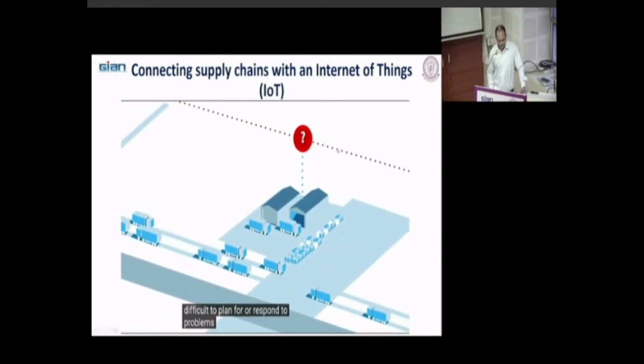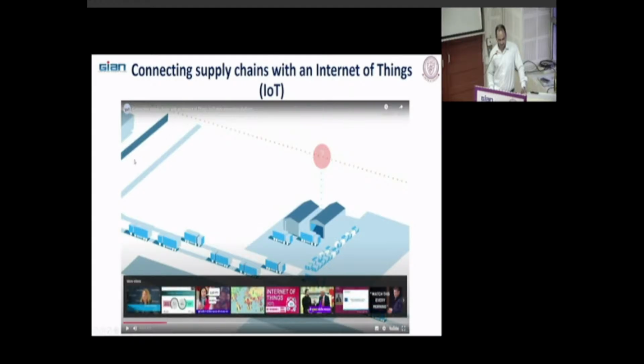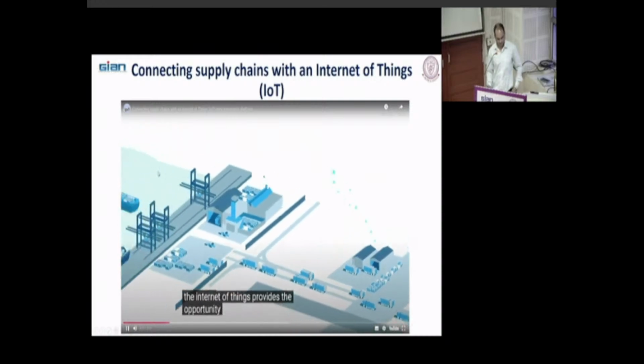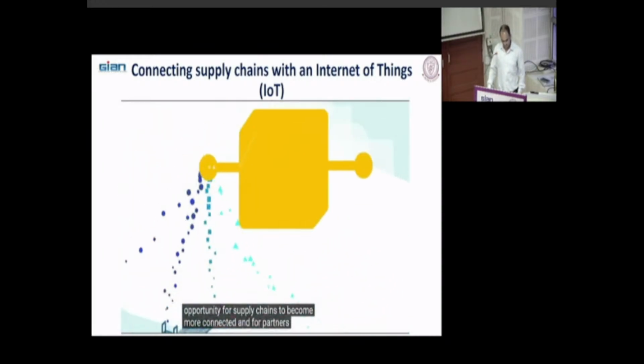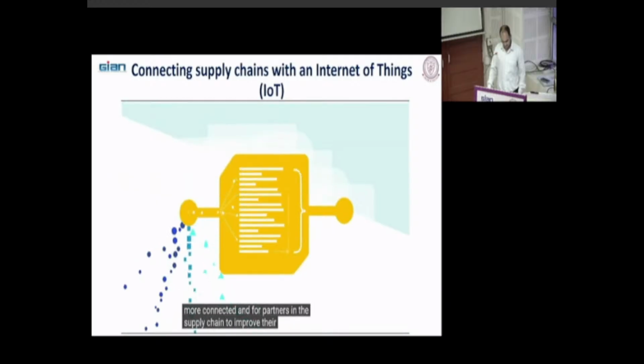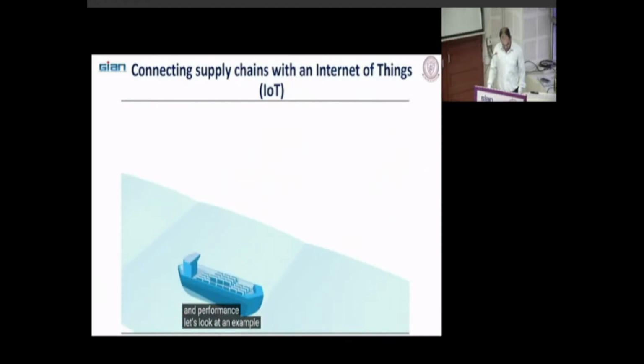to problems. This is an example of a vessel. Suppose the vessel is bringing the products of the different importers; how the ports and the hauliers can manage their resources. The Internet of Things provides the opportunity for supply chains to become more connected, and for partners in the supply chain to improve their planning and performance. Let's look at an example.